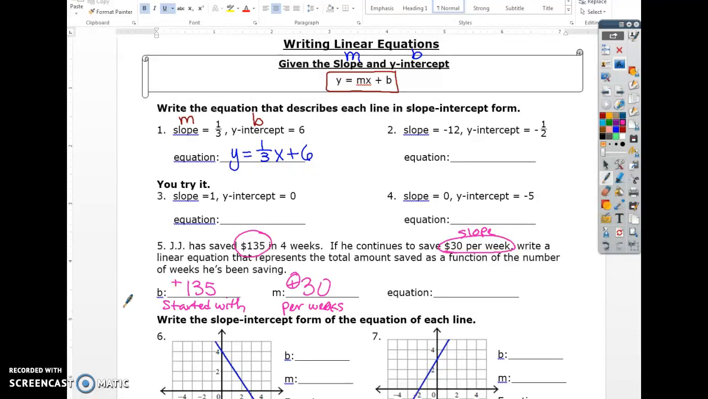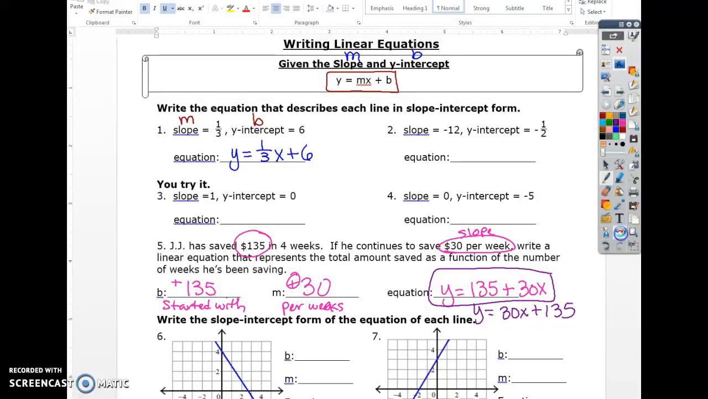So we're going to write the equation. That's going to be y equals 135 plus 30x, or y equals 30x plus 135. Either way, I don't care how you write it, they're both right. Questions?